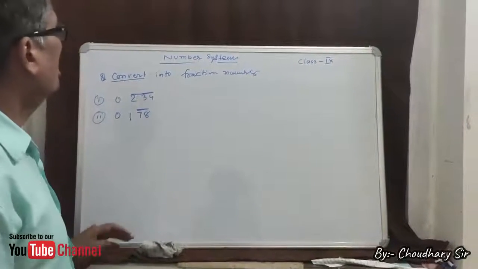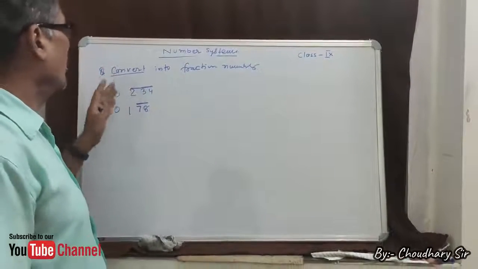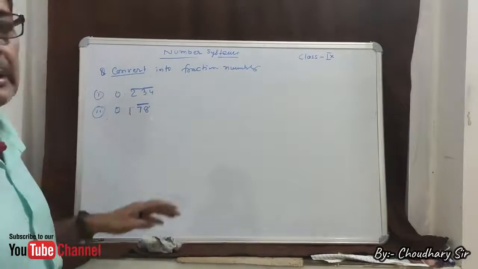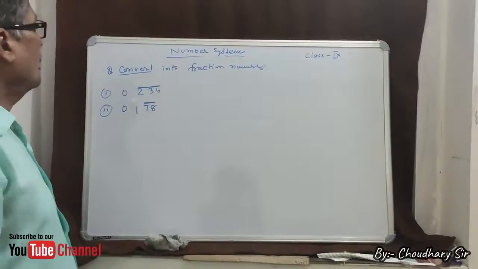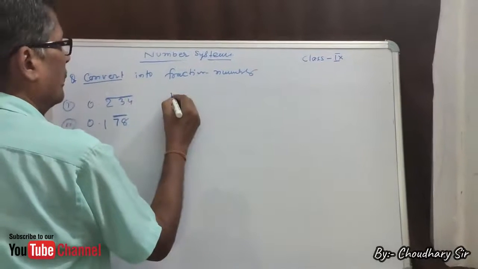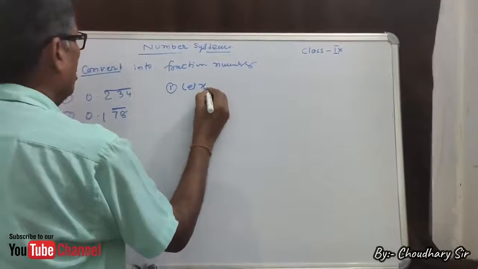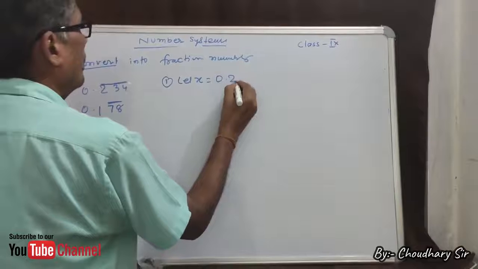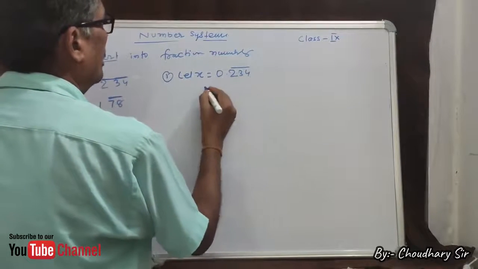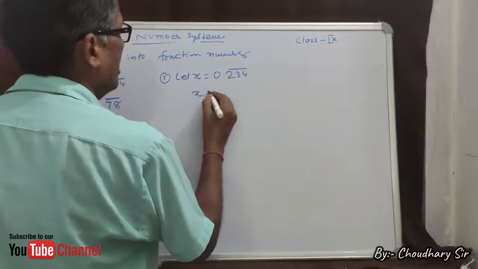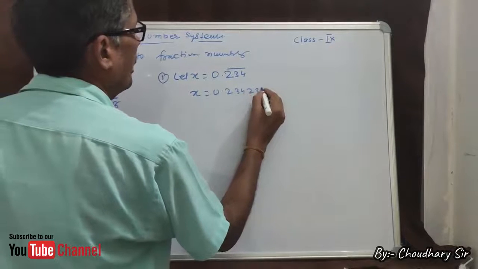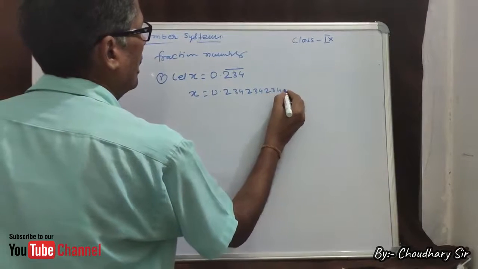Now come to the question. Convert the following into fractional numbers. It is given as a recurring number, so convert it into a fractional number. For the first question, let x be equal to 0.234 with a bar from 2 to 4. So x can be written as 0.234, 234, 234 and so on.